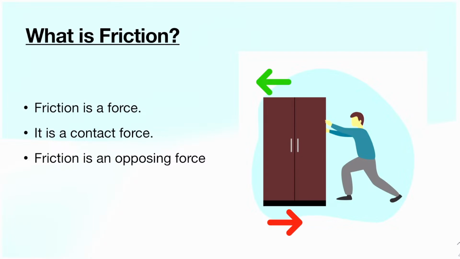So now we know what friction is. Friction is a kind of force. What kind of a force is it? It is a contact force which happens when two objects come in contact with each other. Friction is an opposing force. As you can see in this picture, when a person is trying to move the cupboard in one direction, the friction will always be acting in the opposite direction. It is hell bent on stopping the objects from moving.